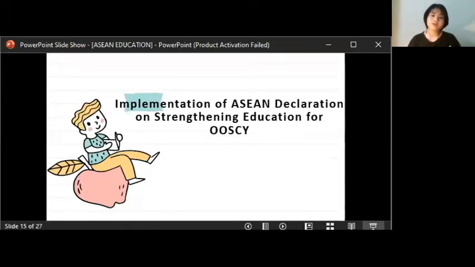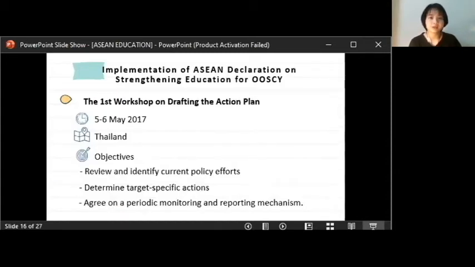In this part, we will discuss the implementation of the ASEAN Declaration on Strengthening Education for Out-of-School Children. As introduced before, the declaration was a commitment made by leaders from ASEAN countries in 2016. It was approved at the 9th ASEAN Education Minister meeting and adopted at the 29th ASEAN Summit. However, in the implementation progress, for many countries in the region, there is a wide difference between the statement and the reality of out-of-school children. So, the first workshop on drafting the action plan was organized in May 2017 in Thailand.